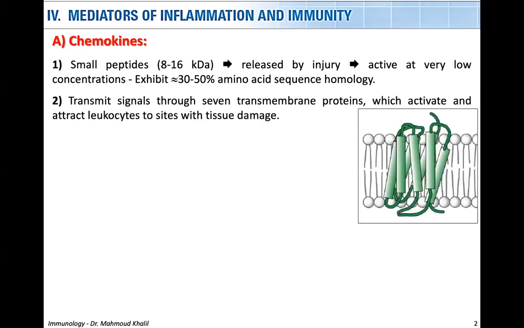They can transmit signals through a protein on the surface of the cells. And this protein, as you can see from the figure, consists of 7 transmembrane domains. That means the structure of this protein in the cell membrane traverses the membrane 7 times. This kind of receptor activates and attracts leukocytes: once the chemokine stimulates cells having this receptor on their surface, like leukocytes, they will be attracted to the site where the tissue damage occurred.